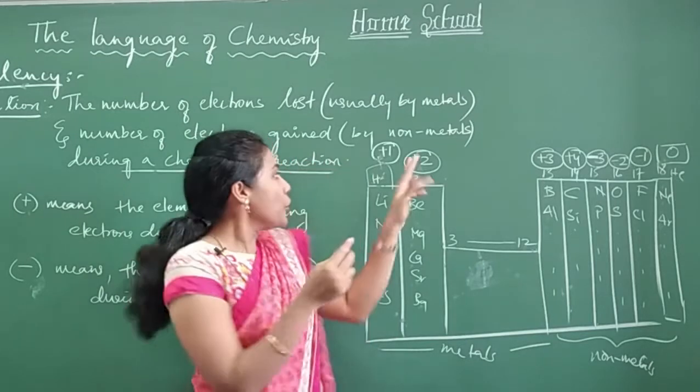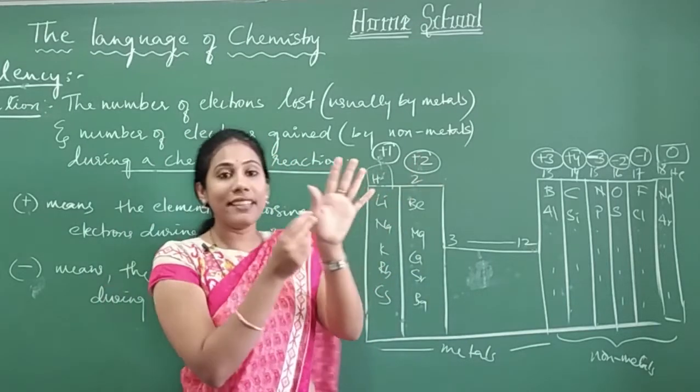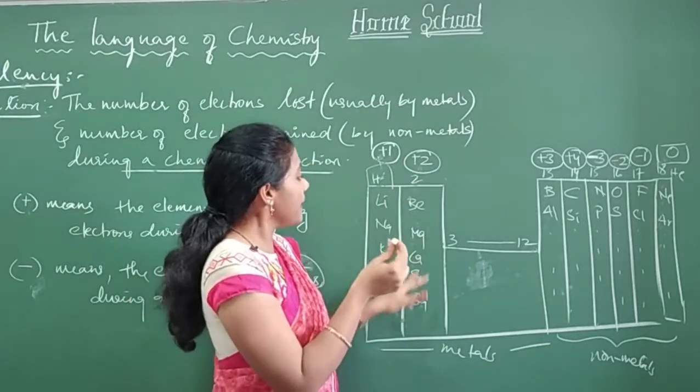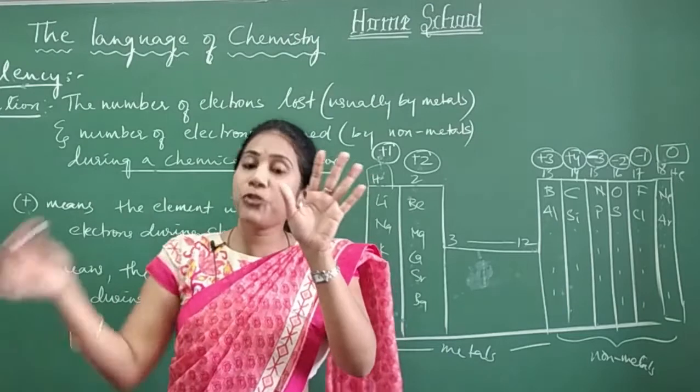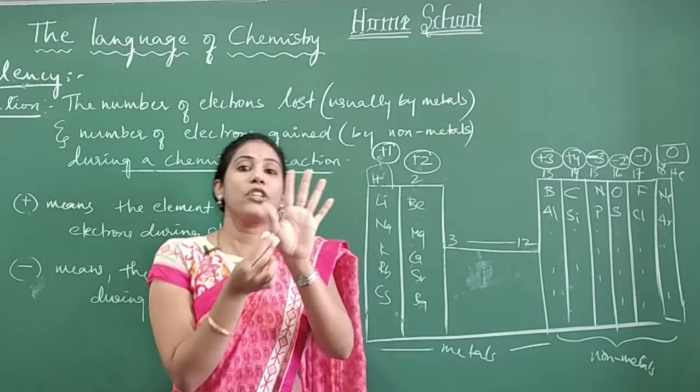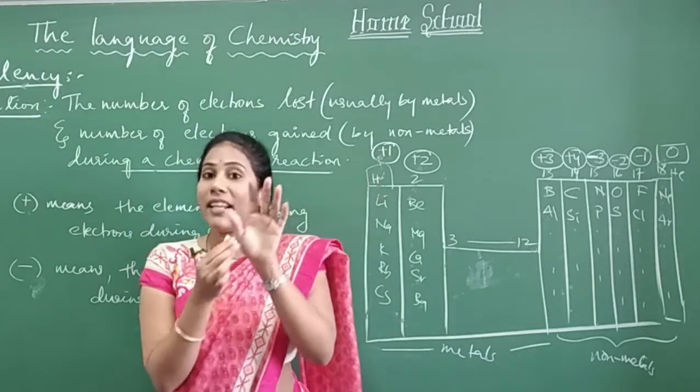Yes or no? So group 2 elements are like they are having 2 extra fingers. So when do these guys become happy? When you remove those 2 extra fingers. Plus 2 means it's like having 2 extra fingers. Plus 1 means having 1 extra finger.